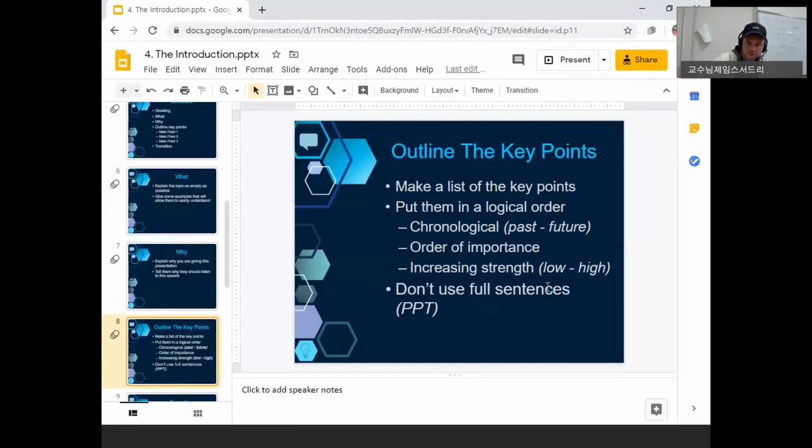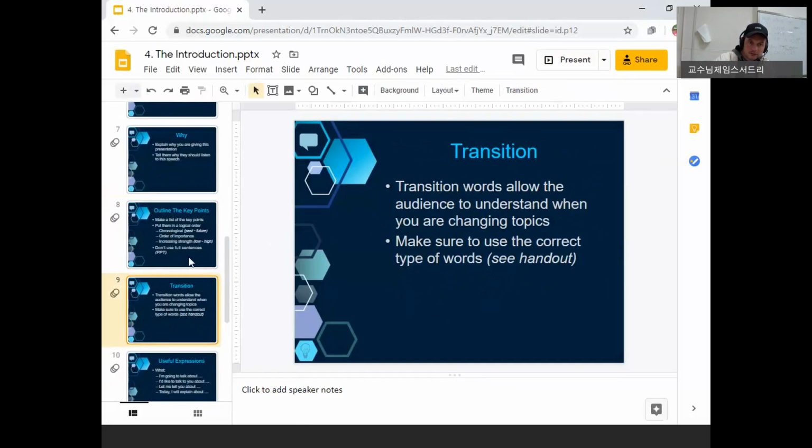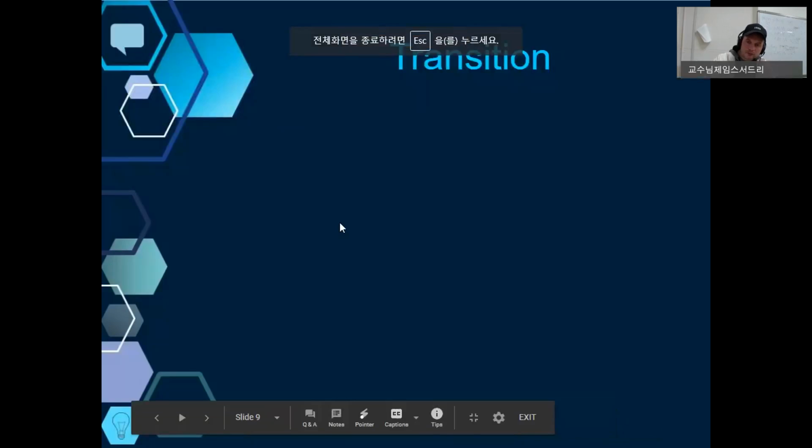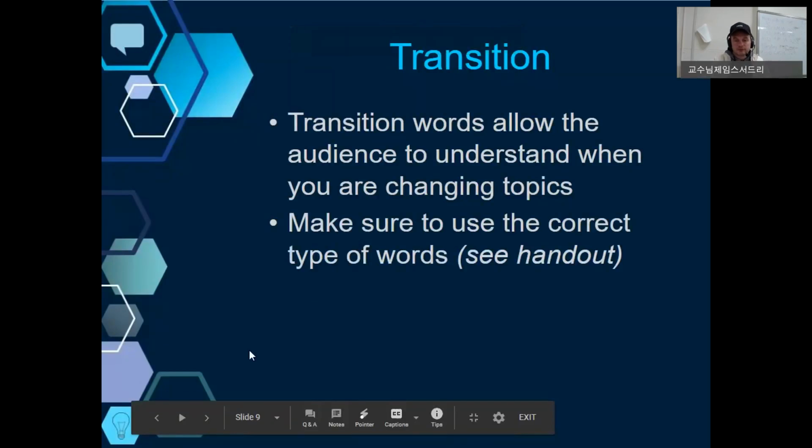Don't use full sentences. It's a PPT, for goodness sake. It's not an essay. And then make sure you use transitional words. Allow the audience to understand when you are changing the topic. Okay? Make sure to use the correct types of words.